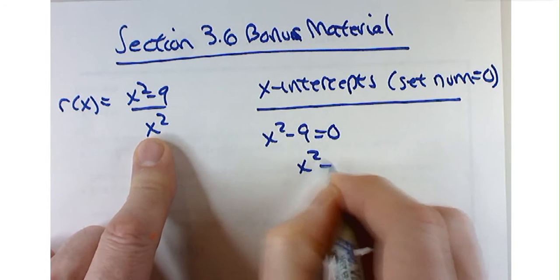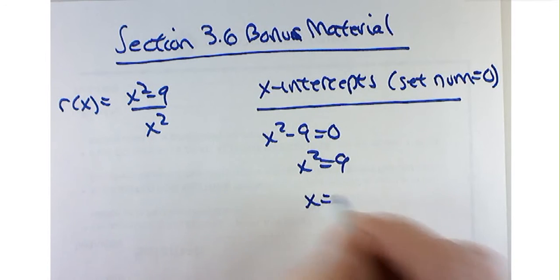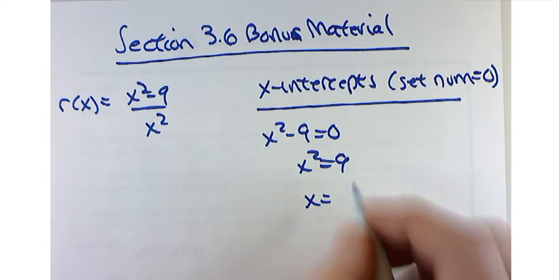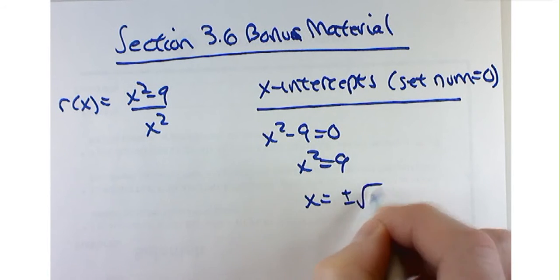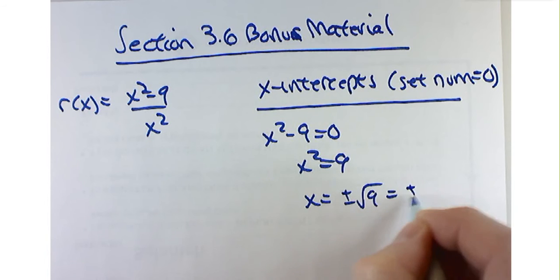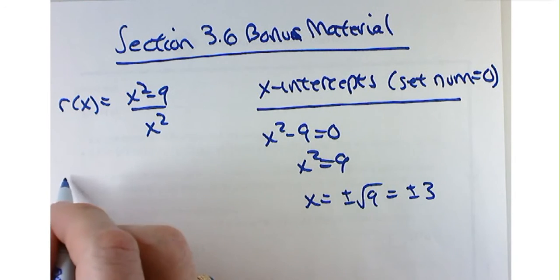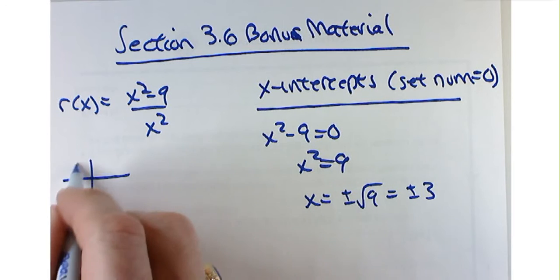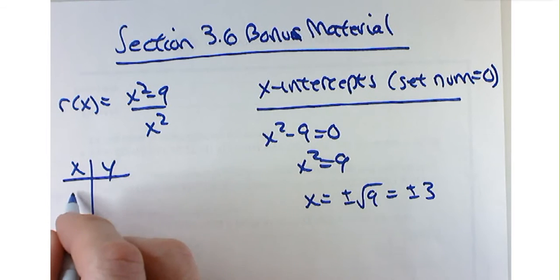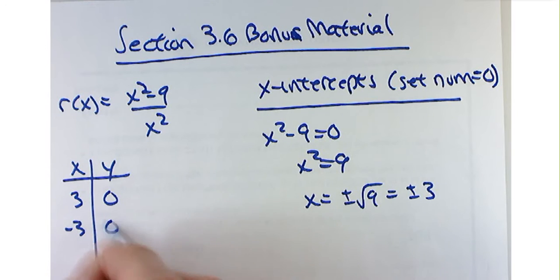Hopefully you don't do anything really involved to solve this. And hopefully you remember that when you take the square root here, there's a plus or minus square root. So plus or minus 3. So let's keep track of that in a little t-table over here, x and y. Let's see, 3 for x, 0 for y, negative 3 for x, also 0 for y.